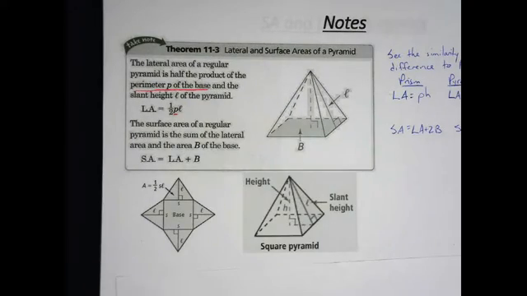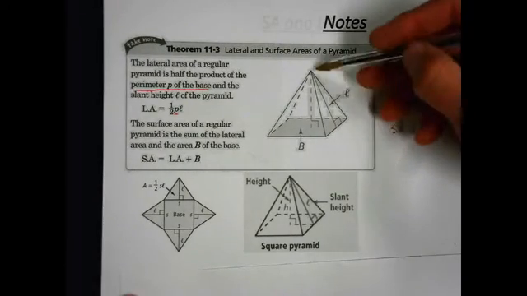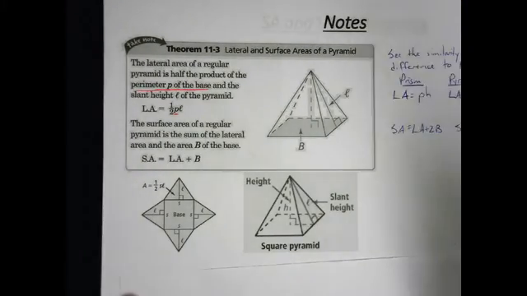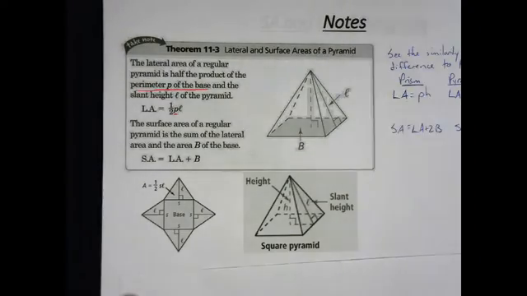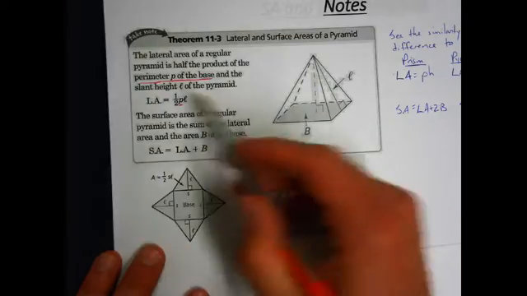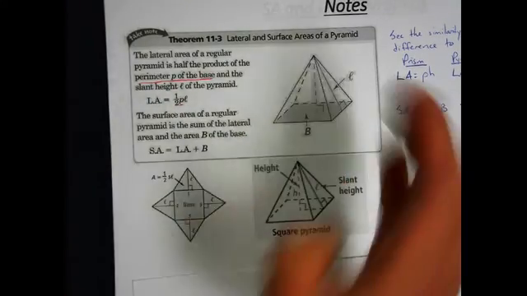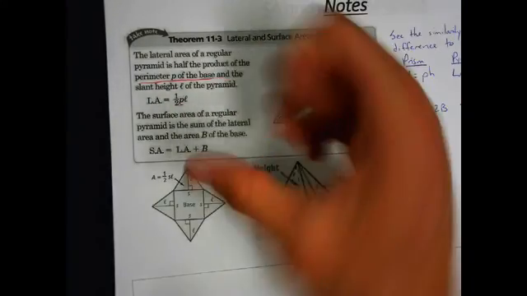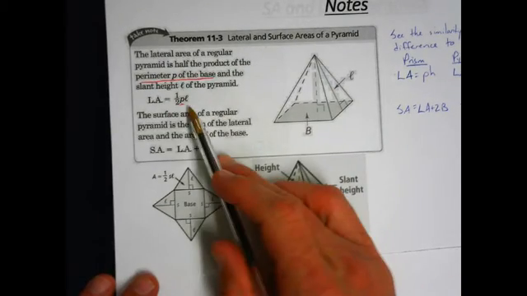height. Okay, so we see in our diagram we have our slant height. Slant height is the key. Seeing the slant height is the key. Visualizing the slant height is the key, because that will give us the lateral area. That means the area around the pyramid. Okay, so lateral area, 1/2 perimeter times slant height.